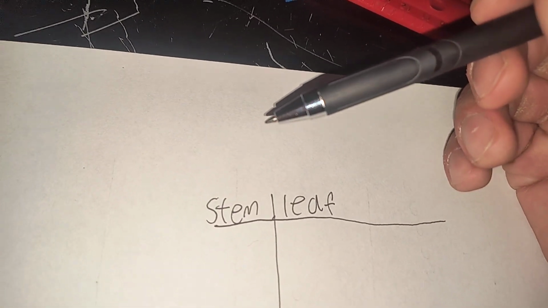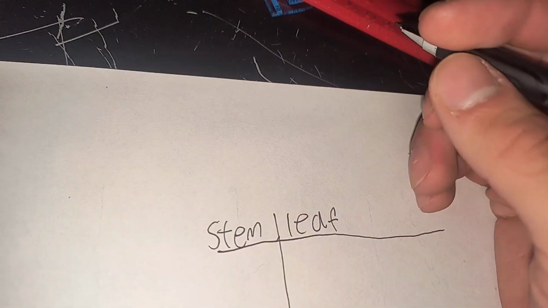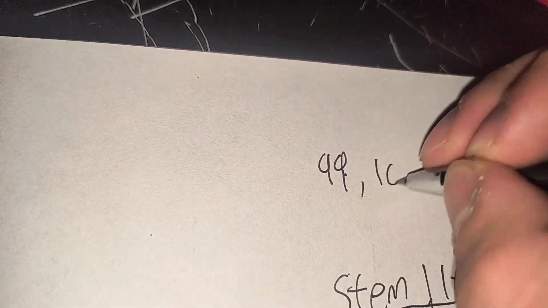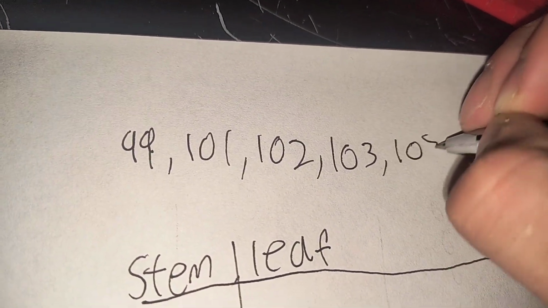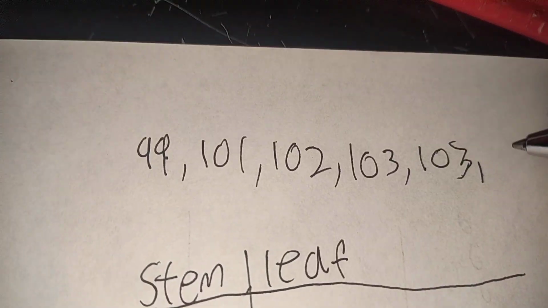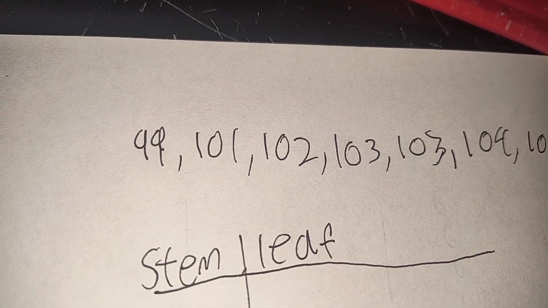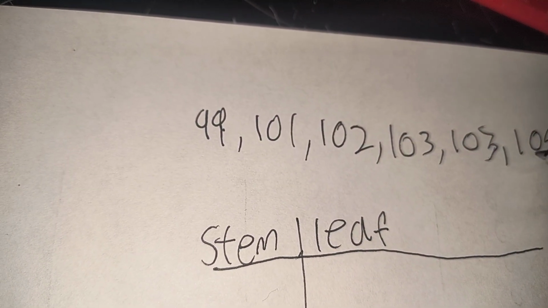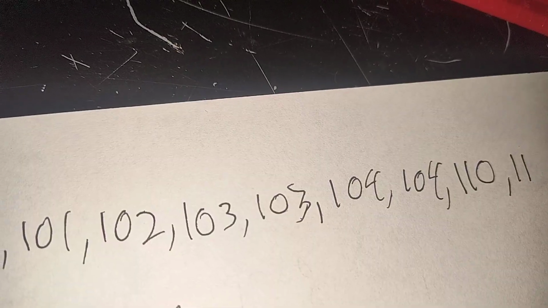If I were to gather, let's say, the temperatures of my town during the summer, during, let's say, 10 summer days, and the temperatures were 99, 101, 102, 103, 103, that means that 2 days were 103, 104, 104, 110, 111, and 111. Okay, those are some high temperatures, first of all.